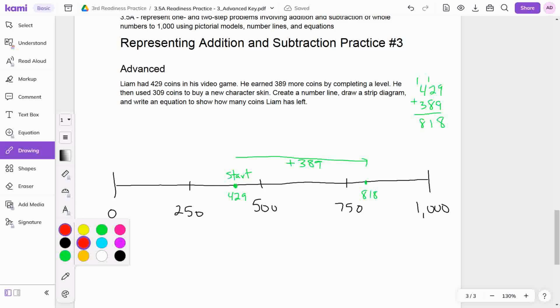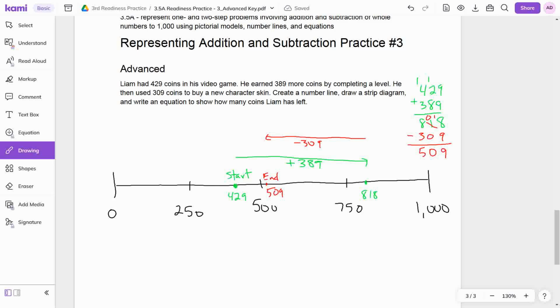Then he's going to use 309 to buy new skin. Okay, so if I use it, I'm going to subtract. So 309. So I need to regroup from there. That's going to give me a 9. 509. So that's going to get me almost to 500, but just a little bit before. 509, and that's going to be my end or my finish because I subtracted 309. So that is how I can show that with a number line.